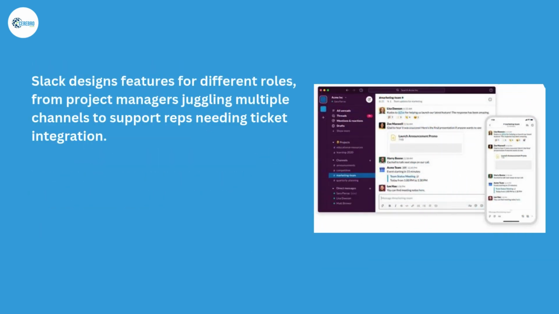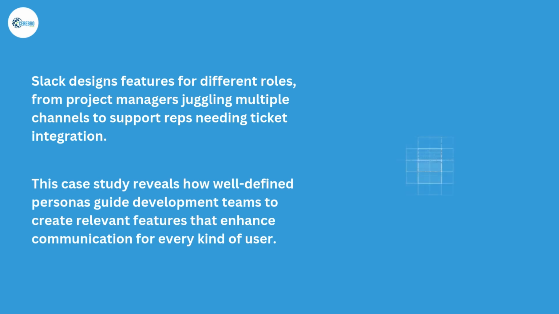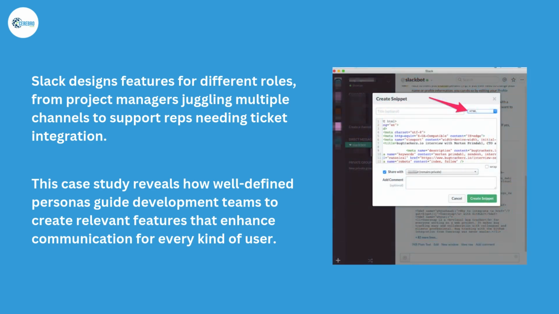Slack designs features for different roles, from project managers juggling multiple channels to support reps needing ticket integration. This case study reveals how well-defined personas guide development teams to create relevant features that enhance communication for every kind of user.